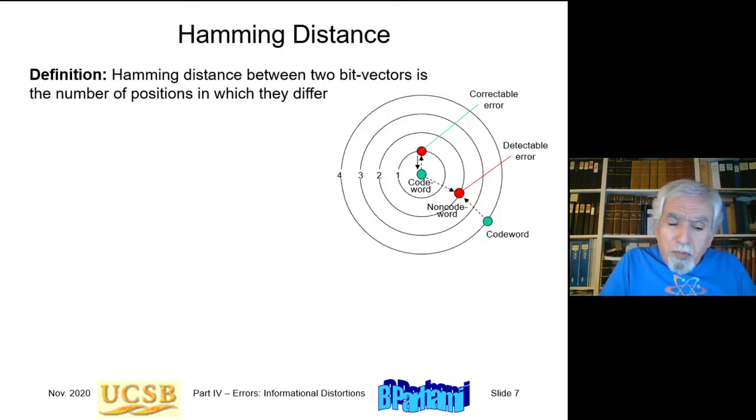Okay, a very important notion in studying codes, whether error detecting codes, which I do in this lecture, or error correcting codes, which I'll do in lecture 10, is the notion of Hamming distance. Hamming distance is defined as the number of positions in which two bit vectors differ. So imagine two bit vectors of the same length, and then compare them bitwise. The number of positions in which they differ is called their Hamming distance.